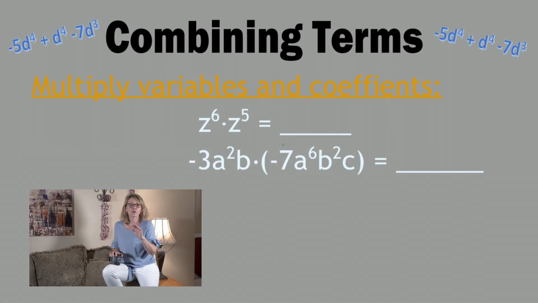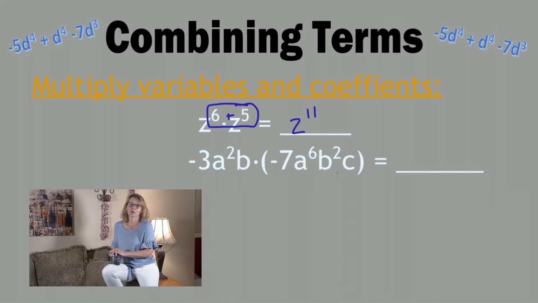We don't have to write all these out now. We can box the 6 and the 5 and then add them up, which equals 11, for an answer of z to the 11th. Now this one, -3a squared, b, times -7a to the 6th, b squared, c.